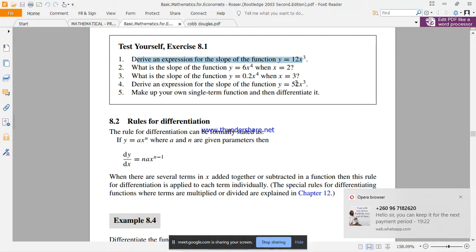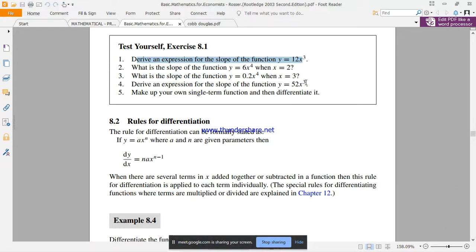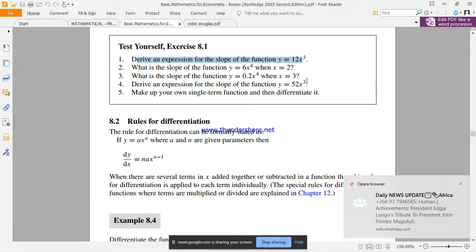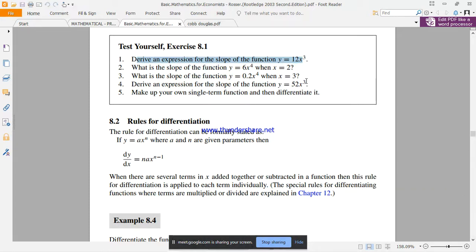So this function is raised to the power 3. If I reduce that by 1, I'll have a 2. Which means my final answer must be 3 times 52, which is 156x to the power 2. So my answer is 156x to the power 2. So that is how we do that question, Sandra.